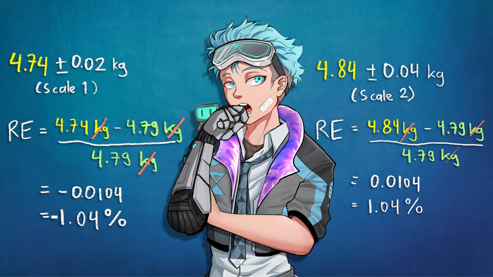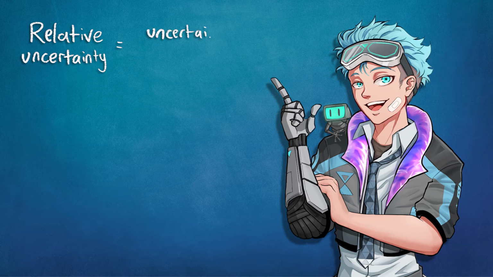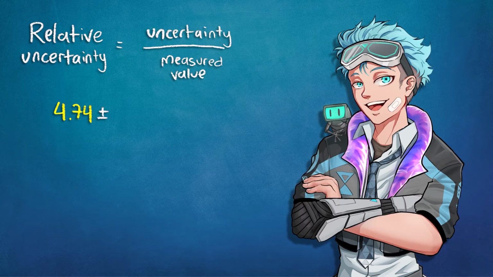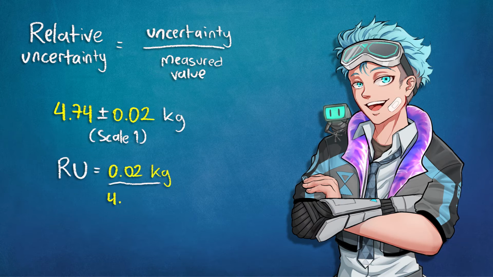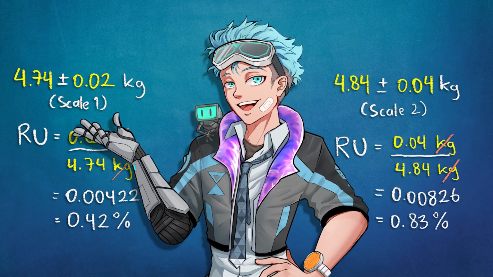One is just negative or below the actual value, and one is positive or above. Meanwhile, precision is usually quantified by relative uncertainty. That's uncertainty over measured value. We'll put in our uncertainty value and the measured, or in this case, average value. The lower the resulting percentage, the lower the relative uncertainty, and the higher the precision. Between both scales, the first one is more precise because it has a narrower range, hence more consistency.